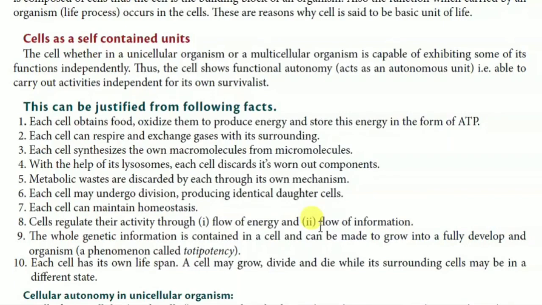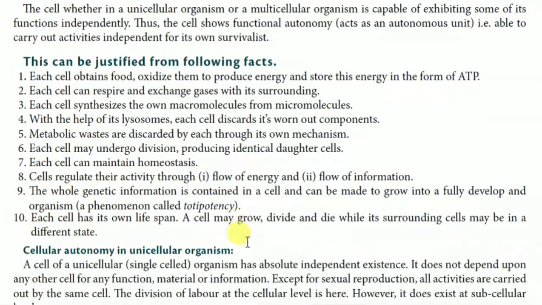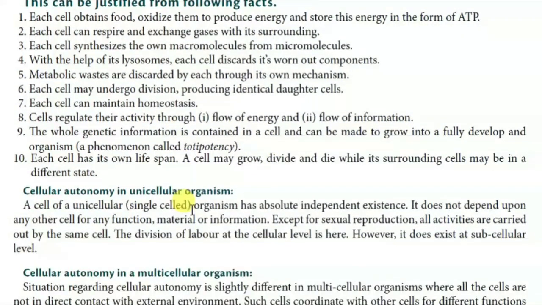Each cell has the ability to regulate its activity yoyote. Iwe ni nutrition, gaseous exchange ni nini. Each cell has the ability to regulate its activity, in amount of ions in the cell, every activity. Lakini number 9, the whole genetic information is contained in a cell and can be made to grow into a fully developed organism, a phenomenon known as totipotence.